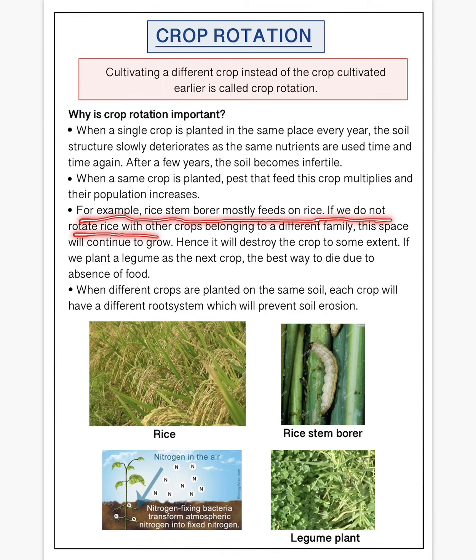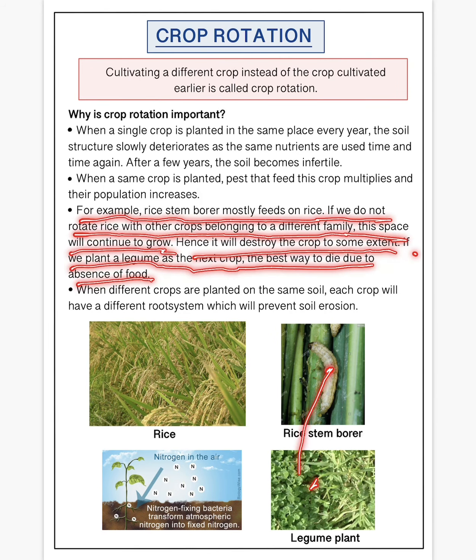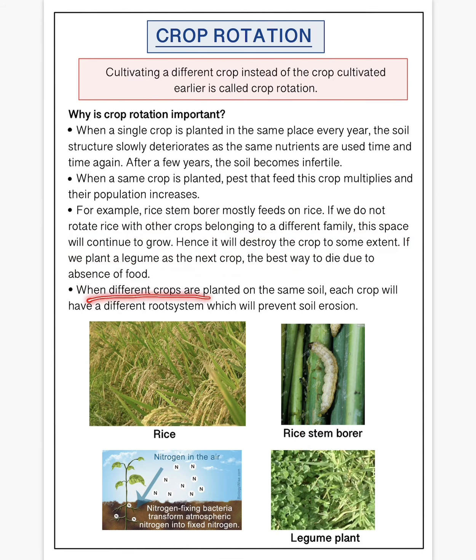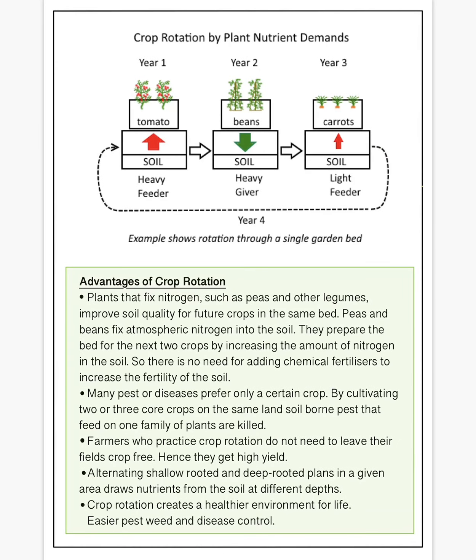If we do not rotate rice with other crops belonging to a different family, this pest will continue to grow. Hence, it will destroy the crop to some extent. If we plant a legume as the next crop, the pest will die due to absence of food. So, if we plant the legume, this rice stem borer cannot thrive here and it will die. When different crops are planted on the same soil, each crop will have a different root system which will prevent soil erosion. This I'll explain on the next page.